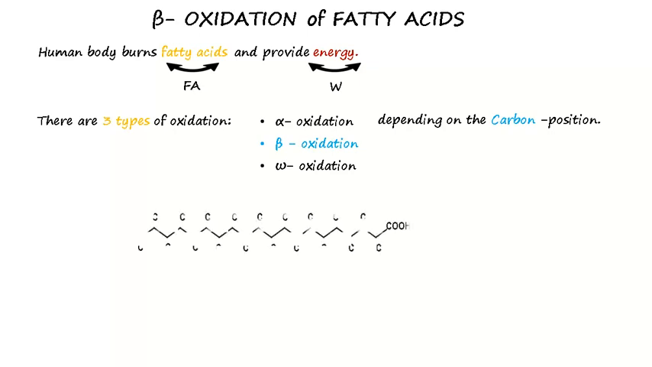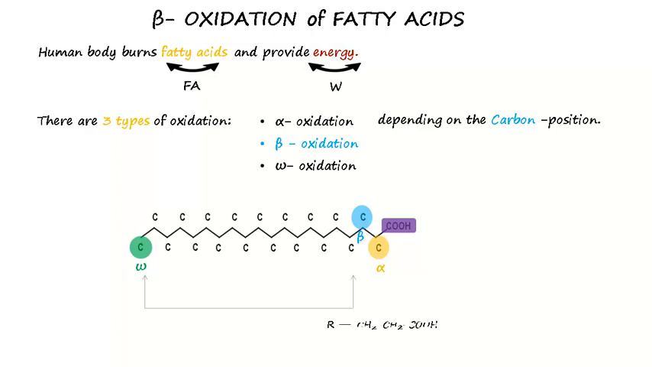Here we have a long-chain fatty acid. The highlight in purple shows the functional group. The first carbon, near the functional group, is the alpha carbon. The second carbon near the functional group is the beta carbon. And the last one is the omega carbon. This is a simple formula for a fatty acid.